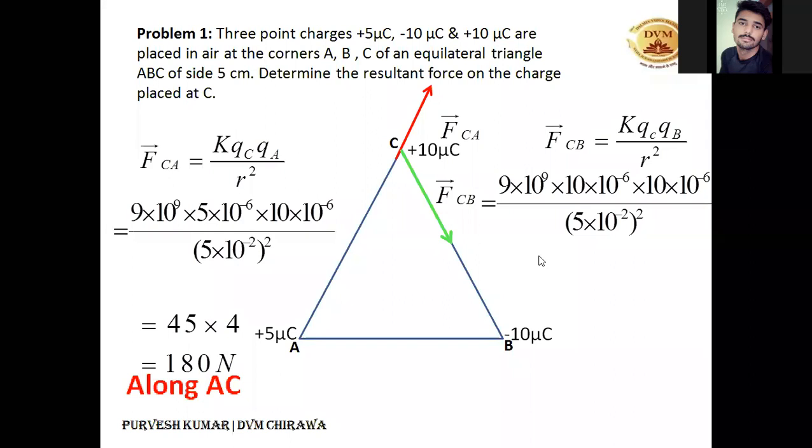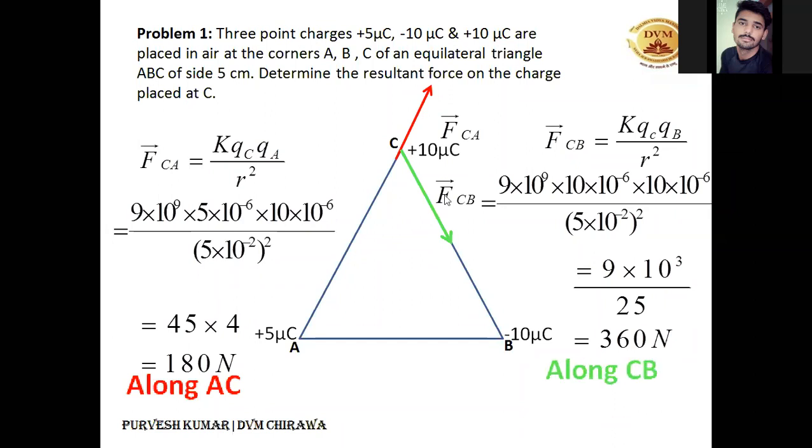Now, when you solve it up, you will be getting 9 into 10 to the power 3 divided by 25. That comes out to be 360 Newton. So the magnitude of FCB is 360 Newton. And we also have to mention the direction, because it is a vector quantity, the direction is along CB.